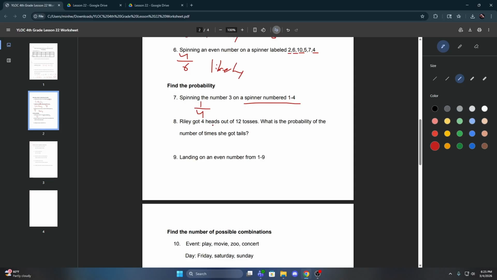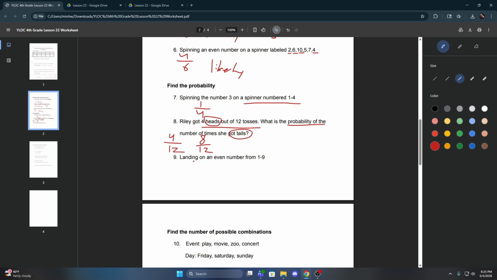Now Riley got 4 heads out of 12 tosses. What is the probability of the number of times she got tails, right? So Riley got 4 heads out of the 12, right? That means the remaining times, every other time, it was tails. So what does that mean? That means the leftovers, right? If you take 4 out of 12, you get 8 left, right? So 8 of those 12 attempts were tails.